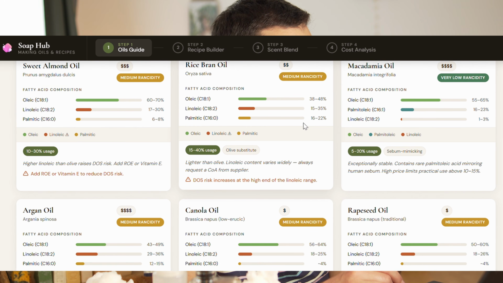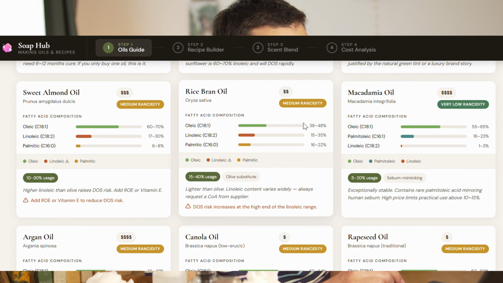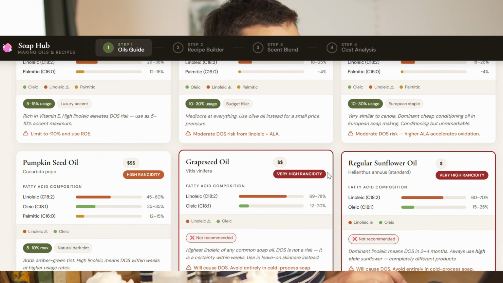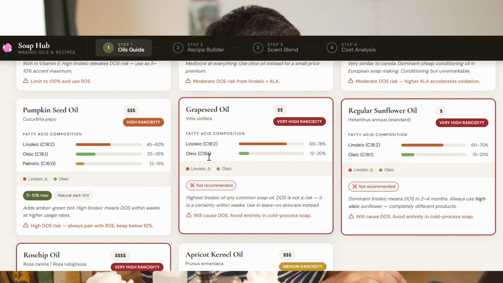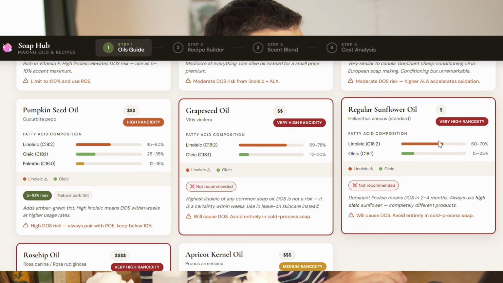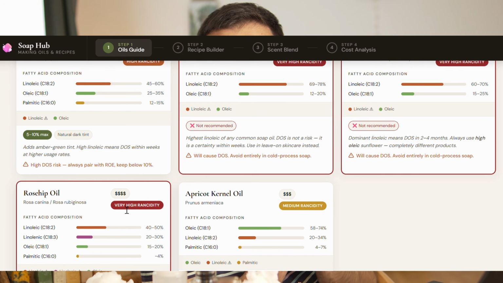But we have other oils as well that have medium risk of rancidity, like sweet almond oil, canola oil, rapeseed oil. And then we have some that have very high risk of rancidity, like grapeseed oil, linoleic acid of 69%, seriously. And not only that, but it's also pricey. Pumpkin seed oil, 45 to 60% linoleic acid. Regular sunflower oil, 60 to 70%. Rosehip oil, 40 to 50%. So all of these have this thing in common, that they are very, very prone to oxidation.